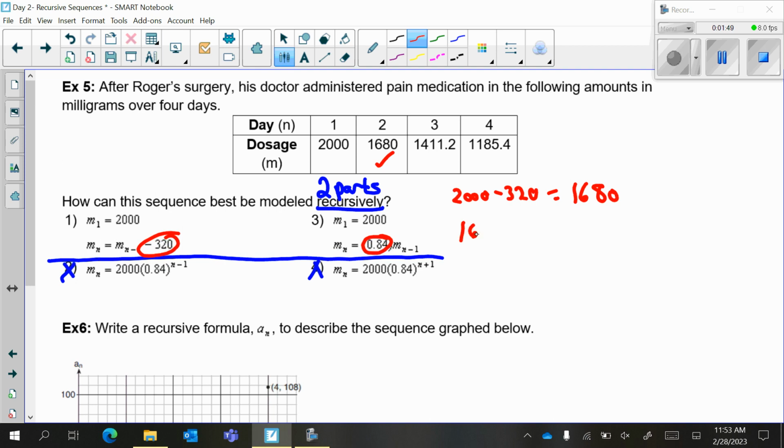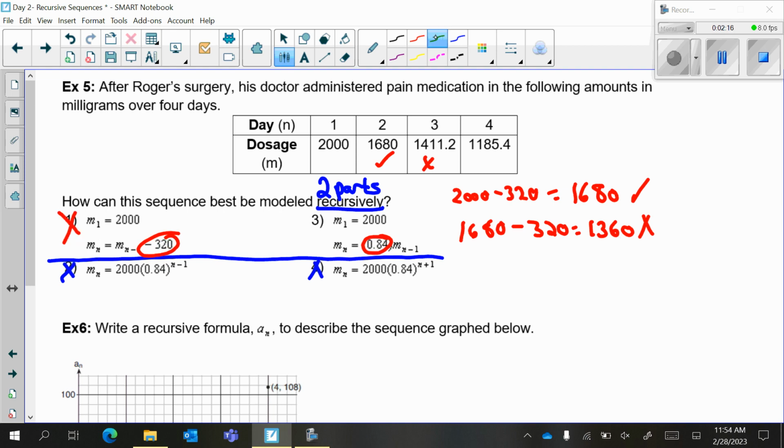If we take 1680 and we subtract 320, you would get 1360, which is not 1,411.2. So while it works for the first one, the pattern doesn't work again, so it can't be choice 1.